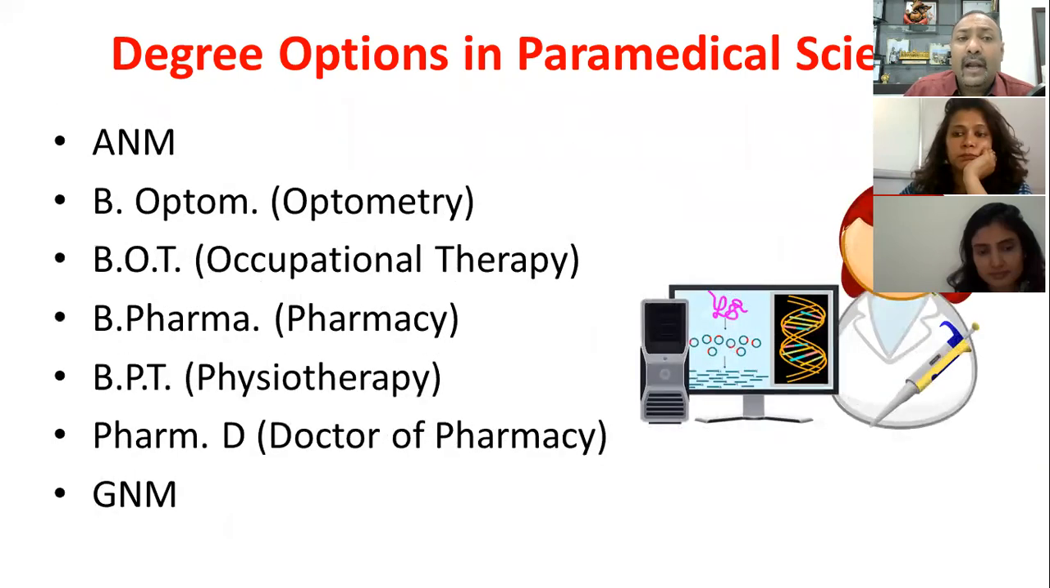Also, you can go ahead and do Bachelor of Optometry, Occupational Therapy, Pharmacy, Physiotherapy, or you can go for Doctor of Pharmacy. There are two other nursing diplomas which are available after 12th PCB. One is ANM, that is Auxiliary Nursing Midwifery, and GNM, General Nursing Midwifery.